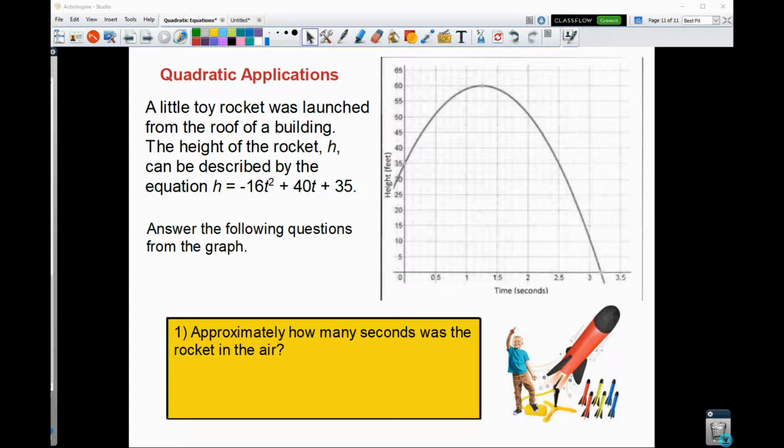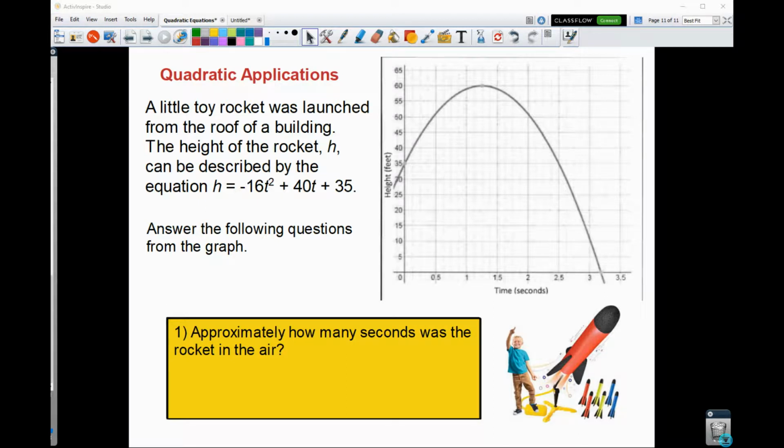So in this scenario, we have a little toy rocket that was launched from the roof of a building. The height of the rocket h can be described by the equation h equals negative 16t squared plus 40t plus 35. Now, as you saw in the last video, you can put things into Desmos and it will graph it for you. It will allow you to use h and t, or you can apply the x's and y's. It's fine either way. So looking at this, we're going to start answering the questions below.